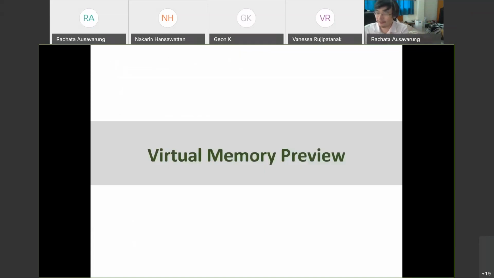I'm going to give some preview on virtual memory, but before we move on to virtual memory, any questions about caching that you want to ask right now? Okay, enough time for typing in questions. I assume that no one is typing in anything.